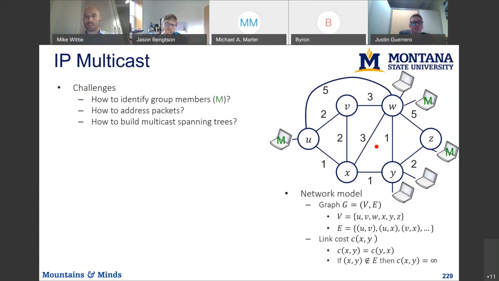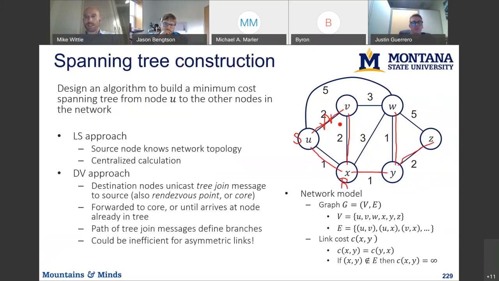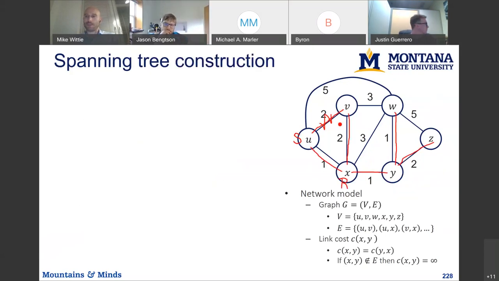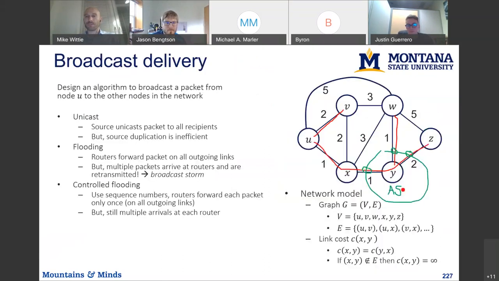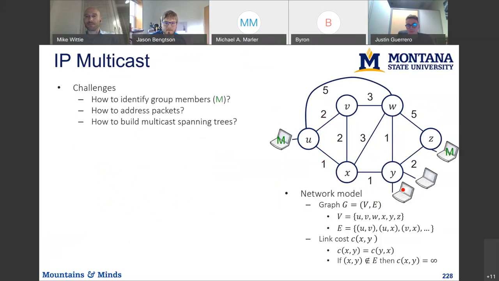Let's say, just for example, there's a bunch of people that want to participate in SGI dogfight, and they know that this particular game is being hosted at this IP address. How they know this is a separate question, but they need to learn somehow this IP address. But once they learn it, they can say, yep, I want to participate in a game at this IP address.